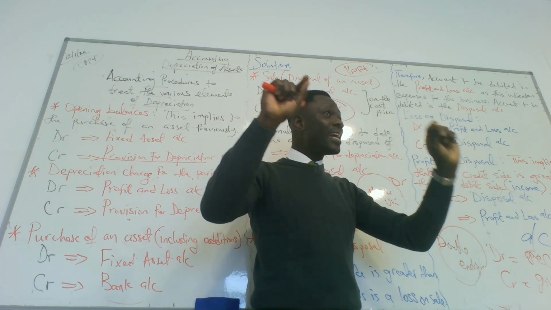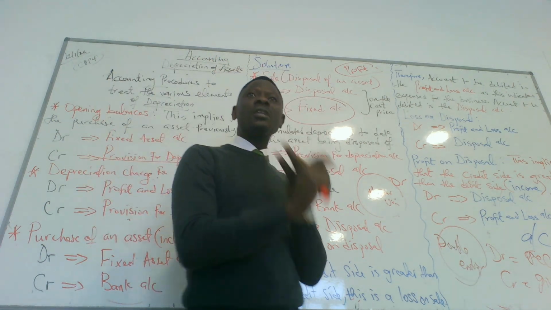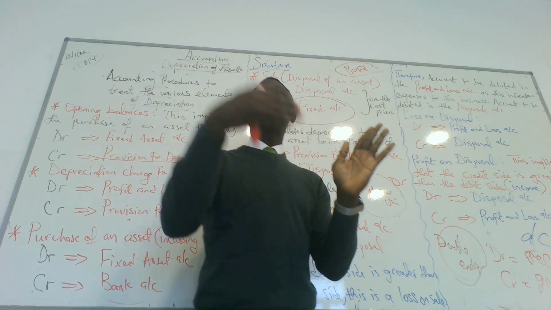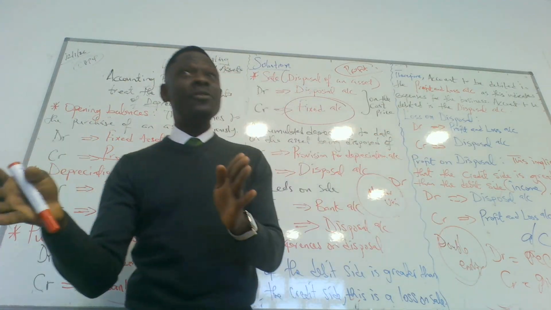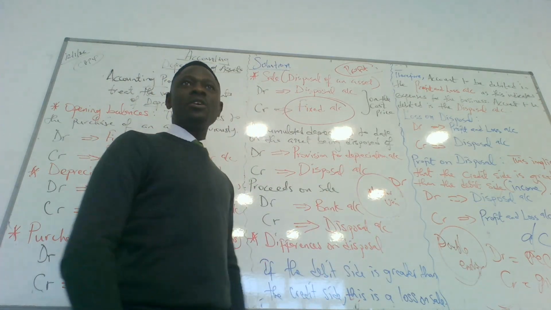So as soon as you sell an asset, the accounts that you have to open are the disposal account and profit and loss account for the sale of an asset. Then what happens to your disposal account and what happens to your profit and loss account will depend on if you are making a profit or making a loss. Do you understand all the procedures here?